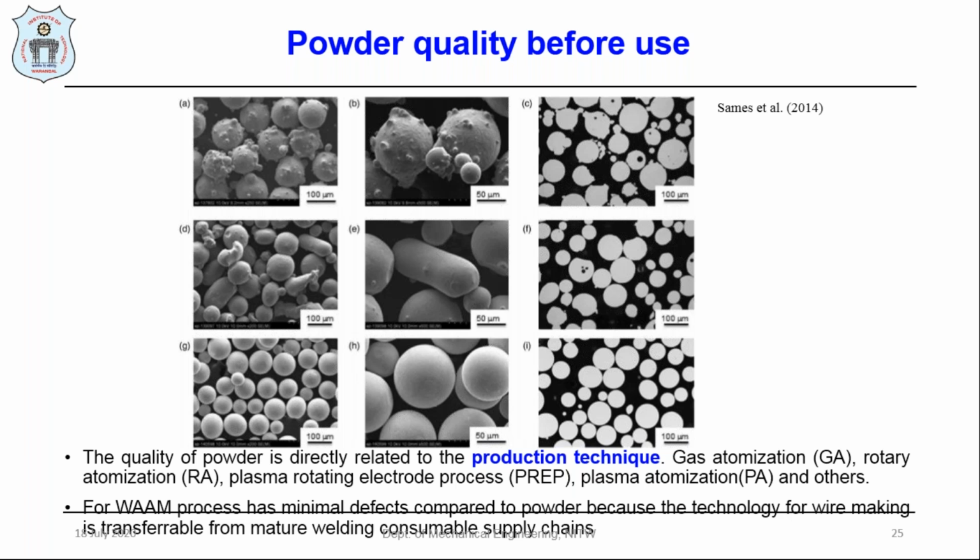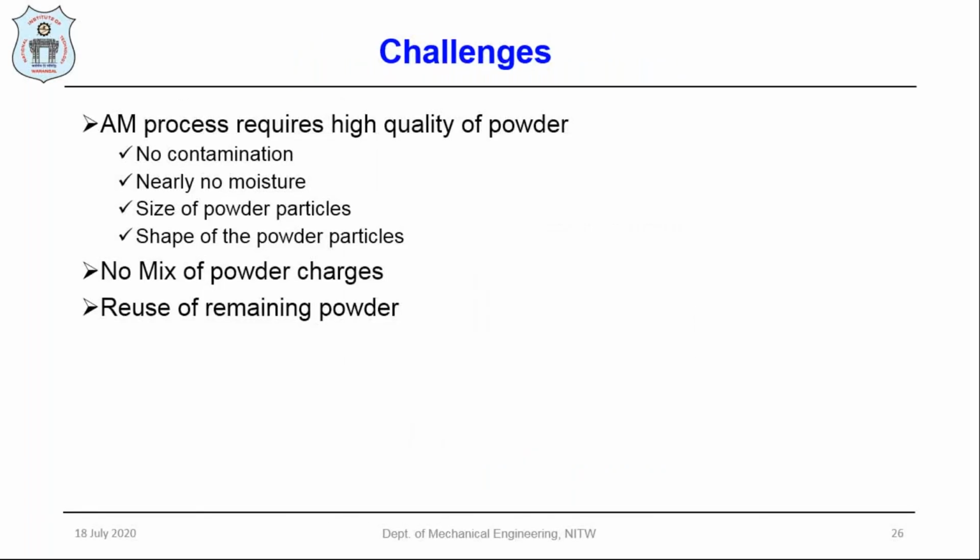For the WAAM process, there will definitely be minimal defects compared with the powder process, because the technology for wire making is already transferred from the matured welding consumable supply chains. It is already developed. Definitely there is less chance of defects in the WAAM process when you go for the production of the wire compared to the powder.